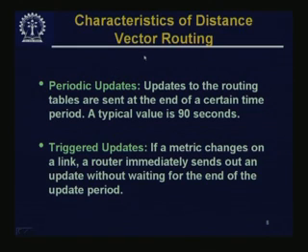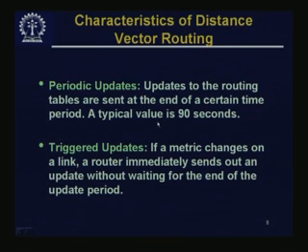So, the characteristics of distance vector routing: one thing is that it uses periodic updates. Updates to the routing tables are sent at the end of a certain time period. A typical value is 90 seconds. So, that means every 1.5 minutes you send the updates, that means you send your distance vectors to your neighbors.